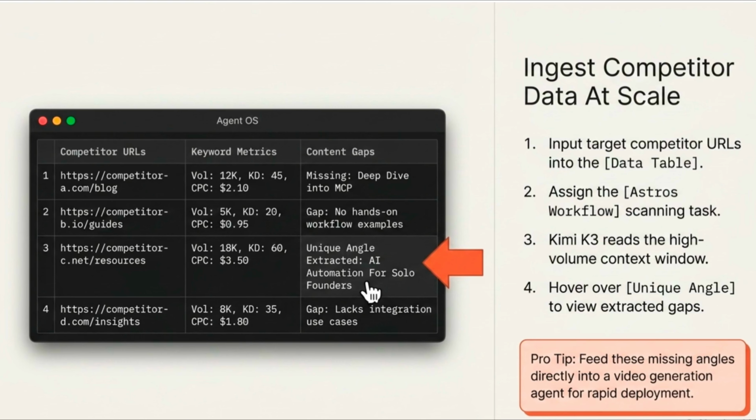Ingest competitor data at scale by inputting URLs into the data table. Assign an Astros scanning task, and let Kimi K3 read the high-volume context to extract unique angles and content gaps. You can then feed these directly into a video generation agent for rapid deployment.